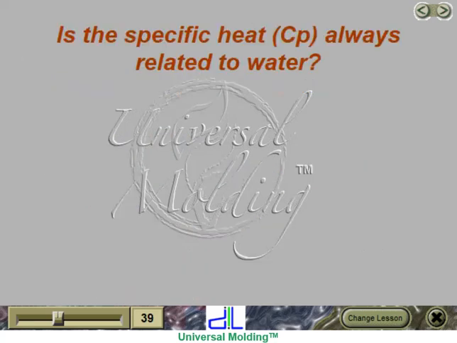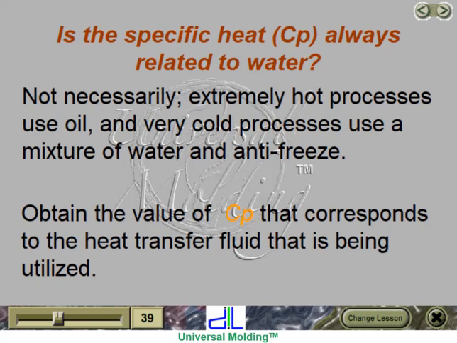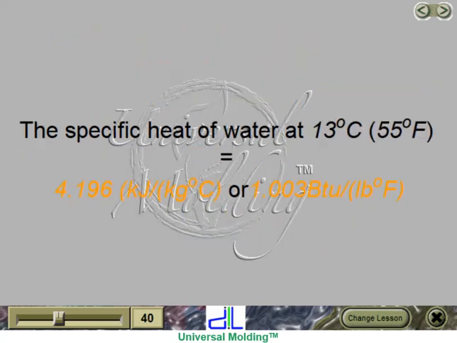Is the specific heat, Cp, always related to water? Not necessarily. Extremely hot processes use oil, and very cold processes use a mixture of water and antifreeze. Obtain the value of Cp that corresponds to the heat transfer fluid that is being utilized. The specific heat of water at 13 degrees centigrade or 55 degrees Fahrenheit is equal to 4.196 kilojoules per kilogram centigrade or 1 BTU per pound Fahrenheit.